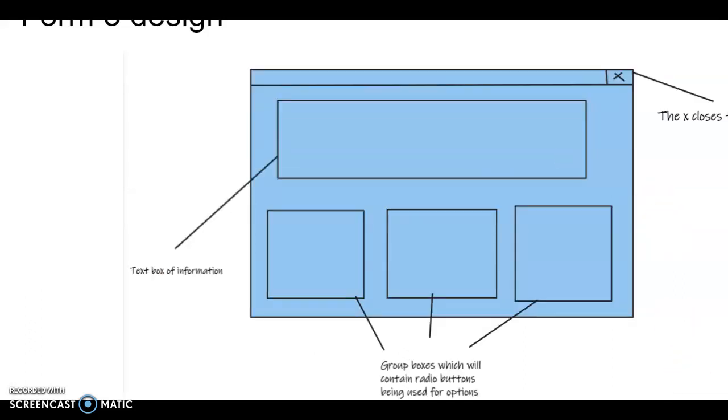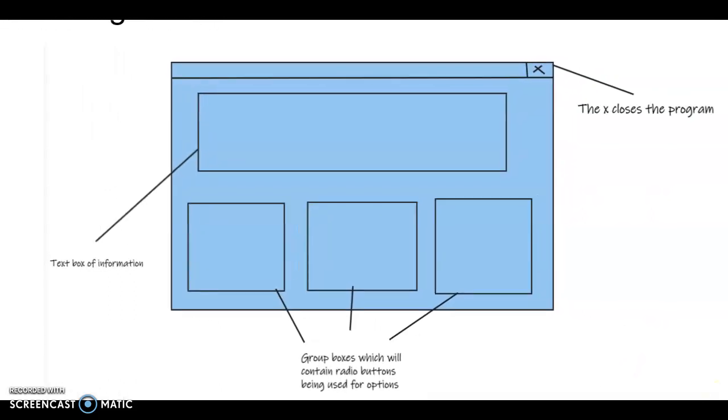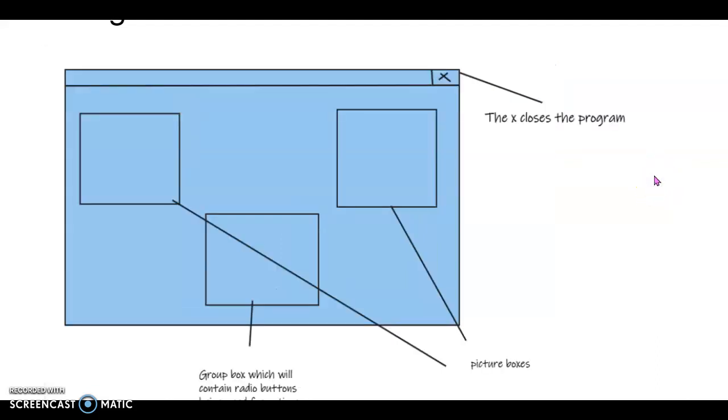Form 3 is pretty much just the same as Form 2 in design and layout. The ideas and maybe what's going to be in the group boxes and text boxes would be different. Form 4 would be the same thing.